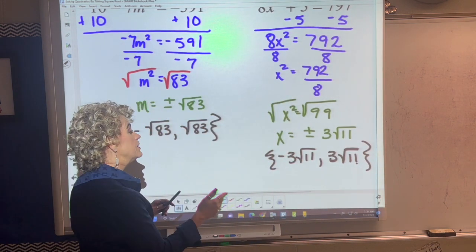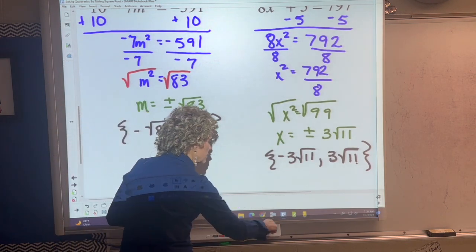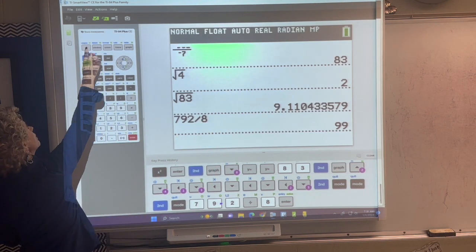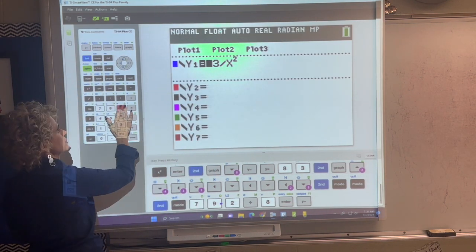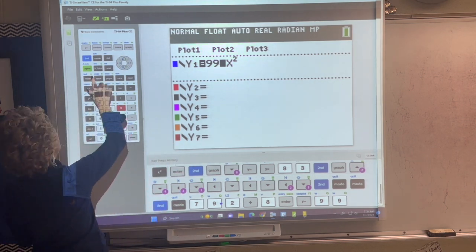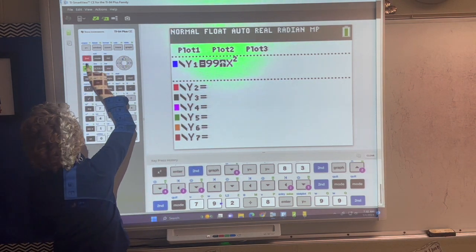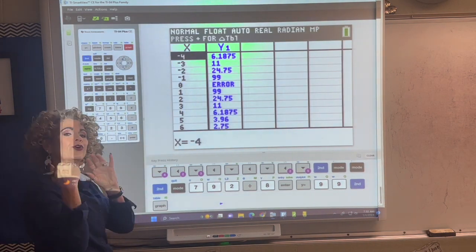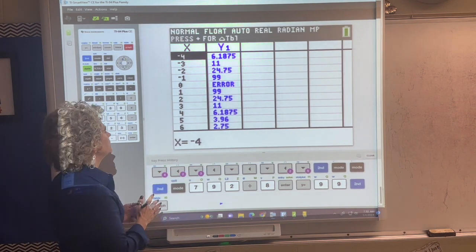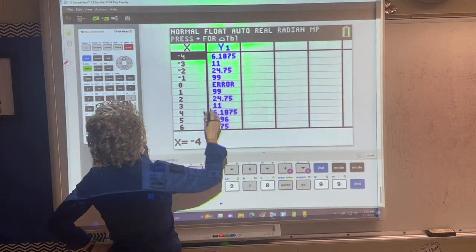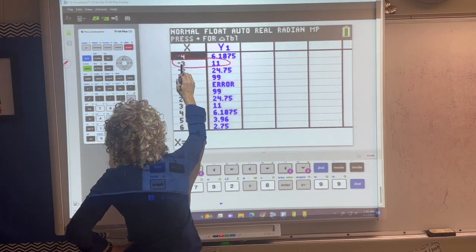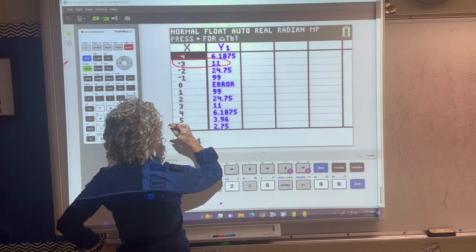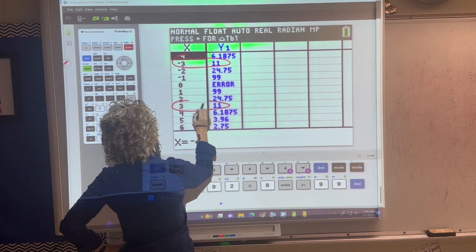Now I'm going to show you what it looks like on our calculators. I have to take the square root of 99, so I'm going to come back to my y equals, retype over it, 99 divided by x squared. I need my table, second graph or second table, and there's my table. I'm looking for integers in my y column. Okay, oh, well, look at that. I got a negative 3 square roots of 11, and then I can go back, and I've got a positive 3 square roots of 11.